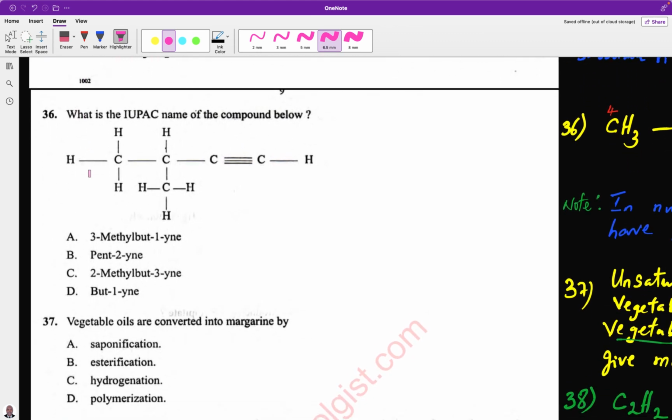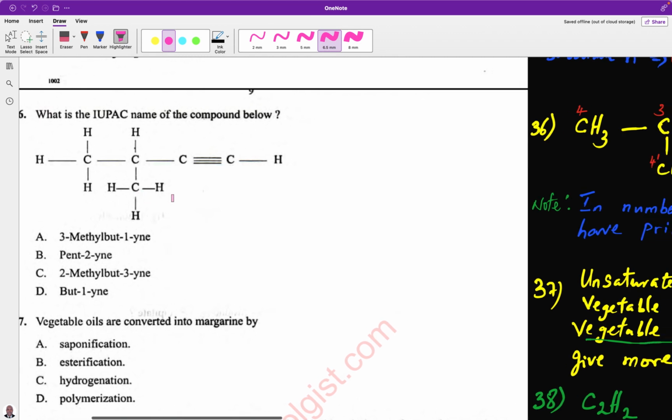36, what is the IUPAC name of the compound below? That is, they are asking what is the International Union of Pure and Applied Chemistry name of the compound below? Now, if you look at this, the functional group here is an alkyne. From the alkyne functional group, we have 1, 2, 3, 4. They are altogether 4 carbons. And the side chain there, the alkyl group there, is a methyl group.